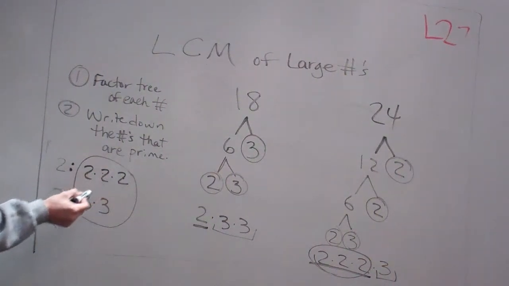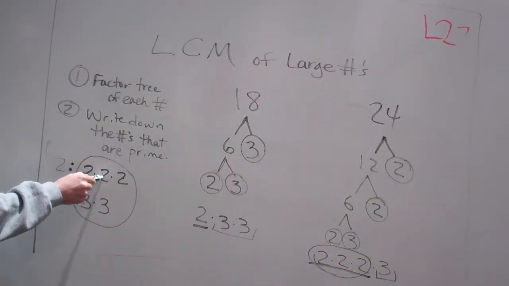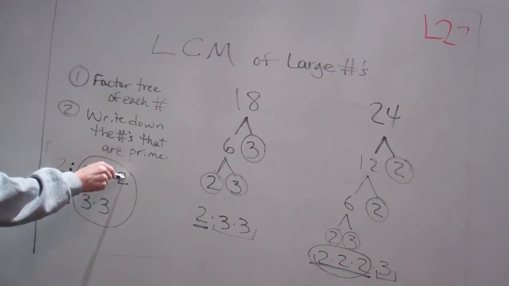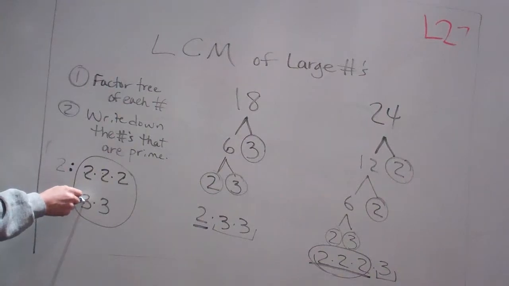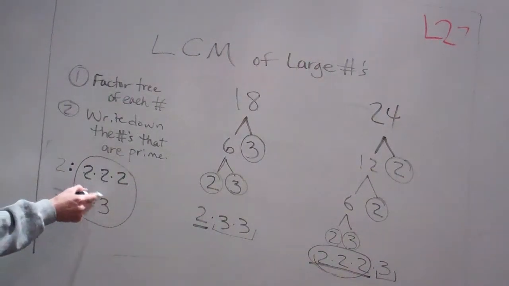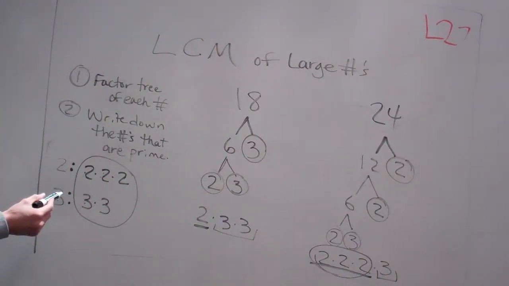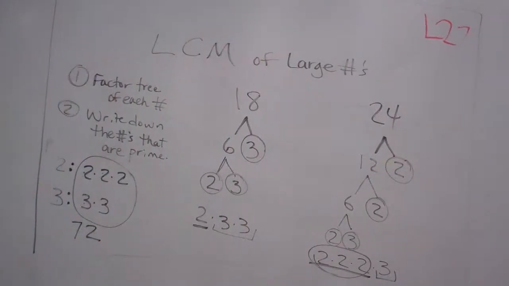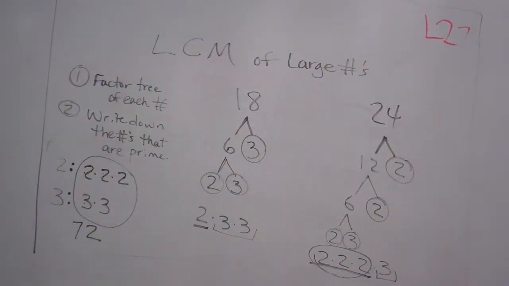2 times 2 times 2 times 3 times 3. 8 and 9. Okay, 2 times 2 is 4. 4 times 2 is 8. 8 times 3, 24. 24 times 3, or yeah, I guess you could have done it 8 times 9. Yeah, 3 times 3 is 9, and 2 times 2 times 2 is 8, so 9 times 8 is 72. So guess what? That is our least common multiple.